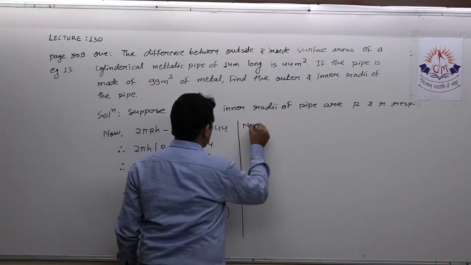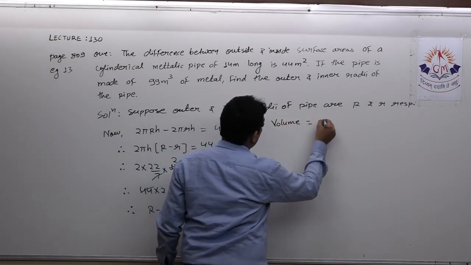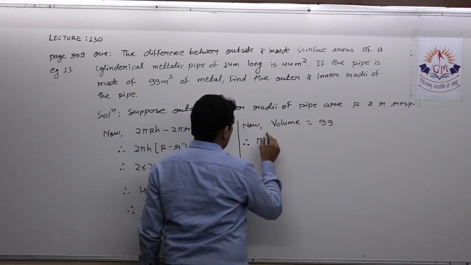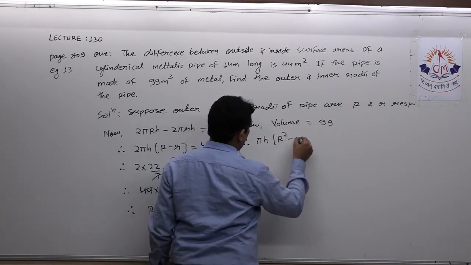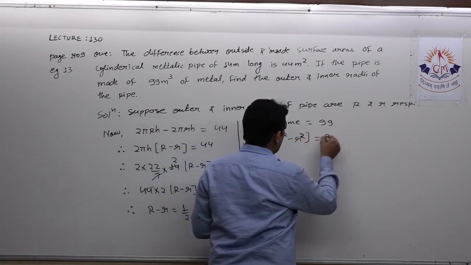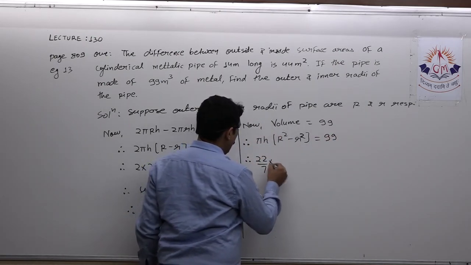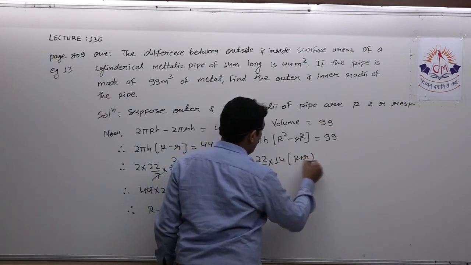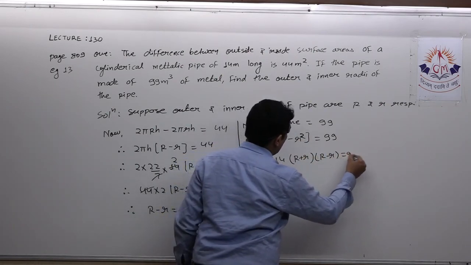Okay, so now it is given volume is 99 meter cube. Now volume of hollow cylinder is pi R square h minus pi r square h, that is pi h into capital R square minus small r square, and that is equal to 99. Now pi is 22 upon 7, h is 14, and this can be written as capital R plus small r into capital R minus small r is equal to 99.